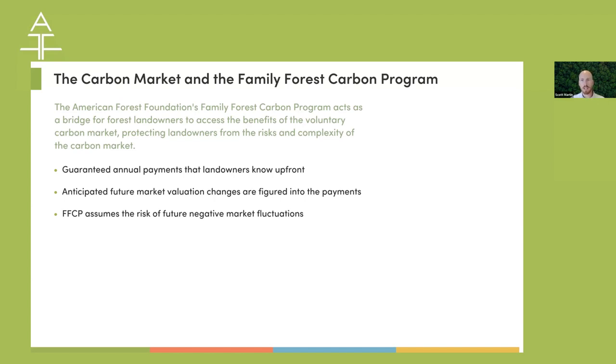We do already bake in anticipated future market valuation changes. Basically, the market is expected to continue to grow over the next 20 years, from 2025 into the future. So we've already factored in a certain amount of anticipated growth. But if the market doesn't perform as expected, because those payments are guaranteed, FFCP is taking on that risk. So if the market goes down, you're still going to get paid what we guarantee, and you don't assume that risk. So your payments aren't impacted by market behavior.